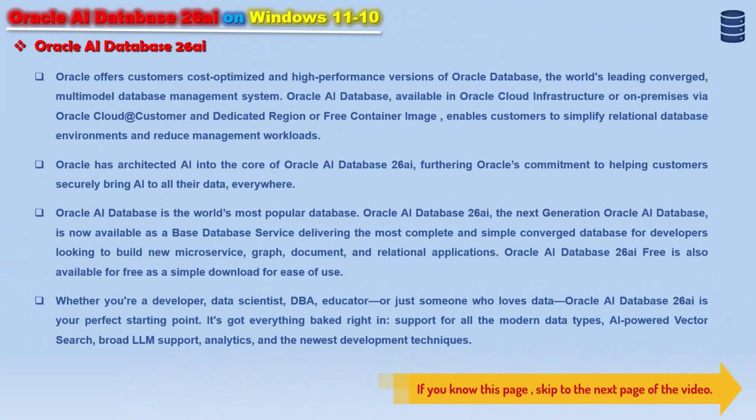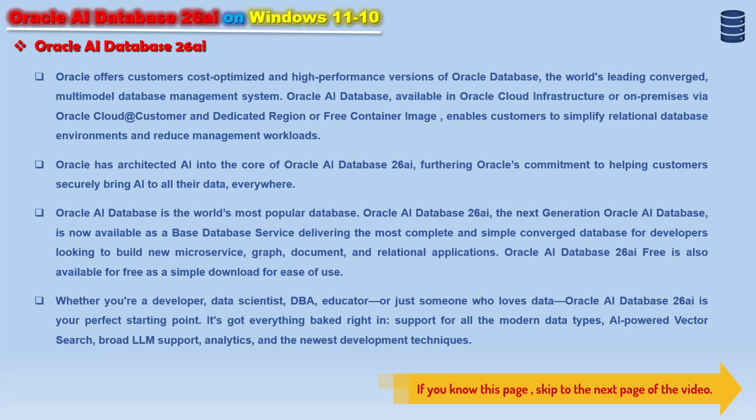Oracle offers customers cost-optimized and high-performance versions of Oracle Database, the world's leading converged, multi-model database management system. Oracle AI Database, available in Oracle Cloud Infrastructure or on-premises via Oracle Cloud at Customer and Dedicated Region or free container image, enables customers to simplify relational database environments and reduce management workloads. Oracle has architected AI into the core of Oracle AI Database 26 AI, furthering Oracle's commitment to helping customers securely bring AI to all their data, everywhere.